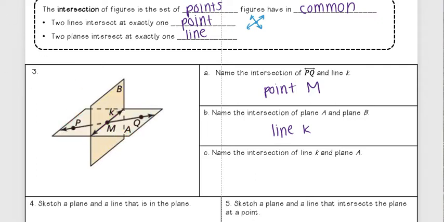Okay, and then for that last one, I want to name the intersection of line K, so I have my line K and plane A. So intersections of a line with a plane. Remember, for an intersection, I'm looking for all the common points. Well, I see that line K is just completely on plane A. So what they have in common is all of line K. So that one's a little bit tricky, but that's going to be the case most of the time. So I see, remember, for intersection, it's those common points that they have. And in this case, line K was completely on plane A. So that means the intersection was just that whole line.